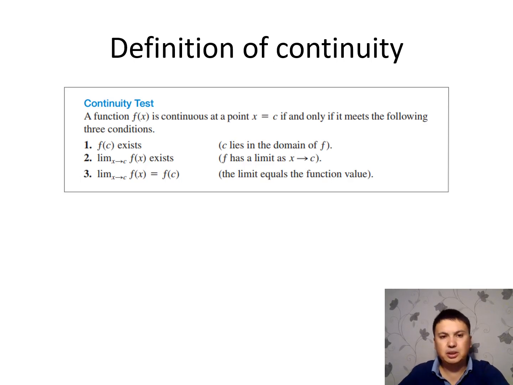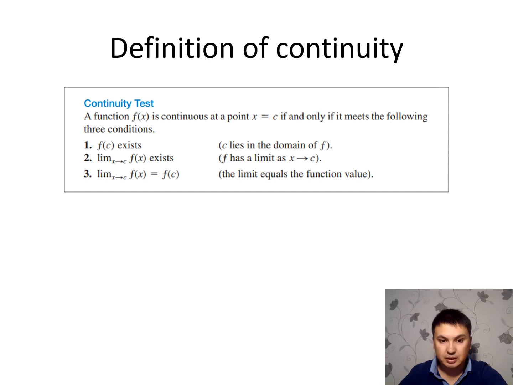Here's the definition of continuity. So for a function to be continuous at x equal to c, we need 3 conditions. So first, f(c) must exist. So it means c must be in the domain, right? The second one is the limit as x goes to c of f(x) must exist, right? So the limit exists as x goes to c. And finally, this limit must be equal to f(c), right? So the limit as x goes to c of f(x) must be equal to f(c).